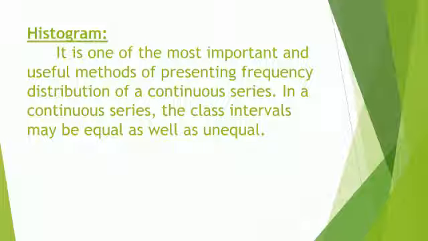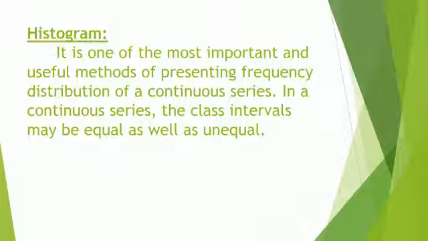In continuous series, we have two types of class intervals: equal class interval and unequal class interval. Definitely you have to know what is equal class interval and what is unequal class interval. Equal class interval means the distance between the class limits is the same. For example, the class intervals 5 to 10, 10 to 15, 15 to 20, 20 to 25. The class interval length is a common 5.